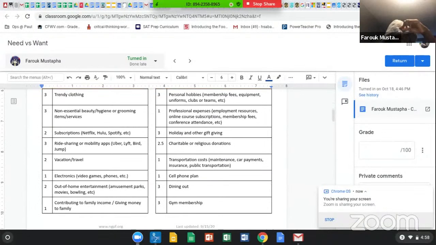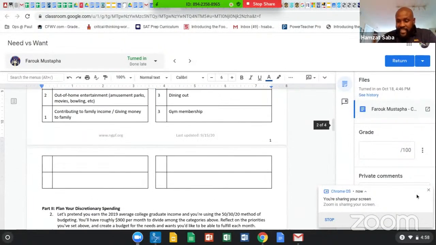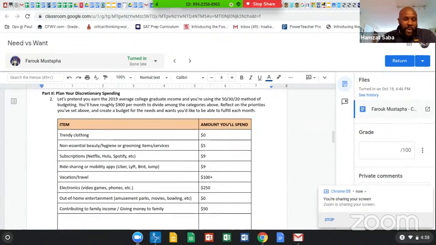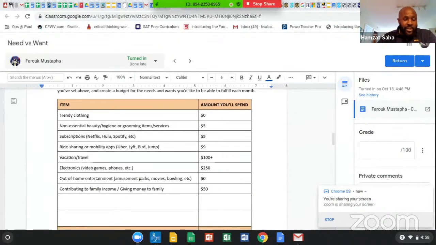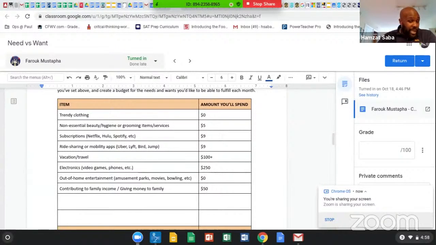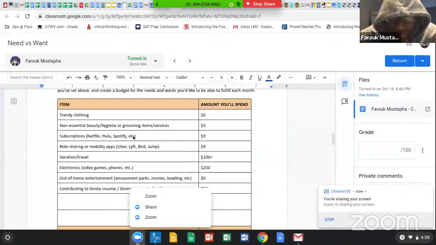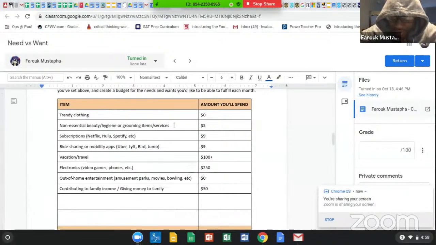It's not that important to me. Wow. It's just my opinion. All right, so let's take a look at part 2, discretionary expenses. You put trendy clothes, so you're going to spend $0 on clothes? No, it said trendy clothes, not regular clothes. That's fair. Same thing with non-essential beauty. It didn't say deodorant, it said non-essential. You're right.